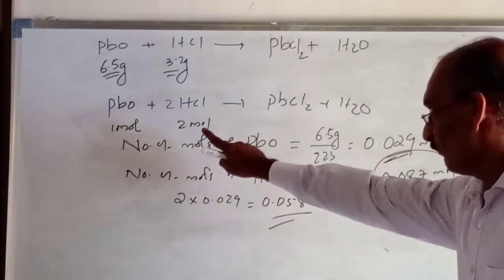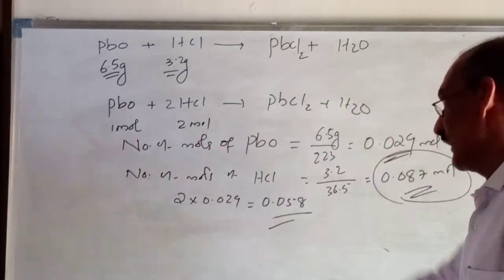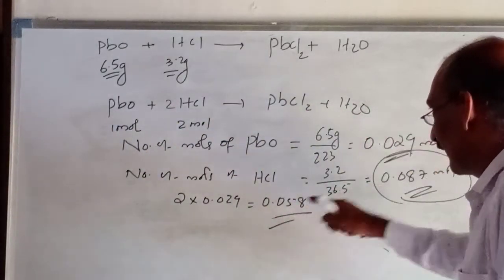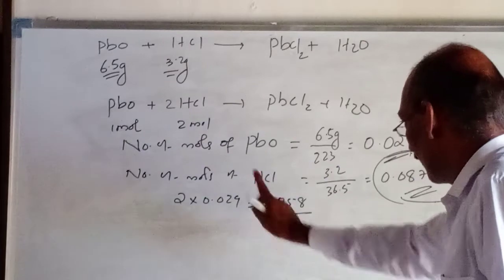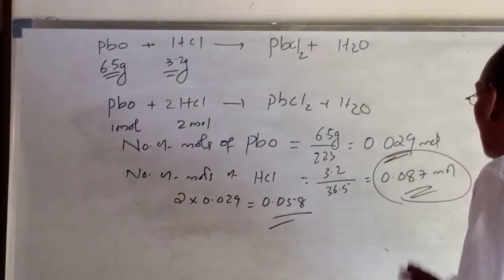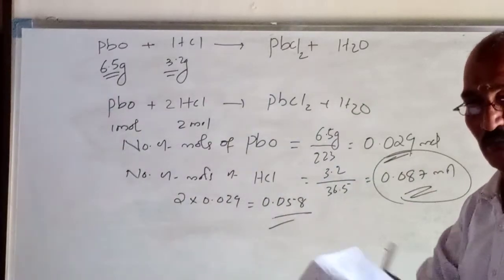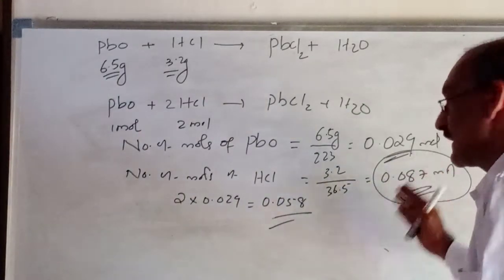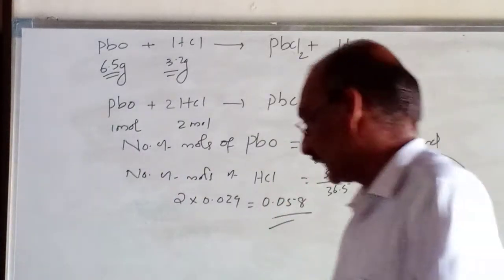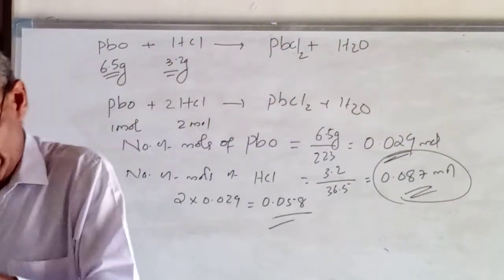But here, the number of moles of HCl is greater, that means 0.058 is enough. Twice of 1 mole PbO requires 2 mole. Then 0.029 mole PbO requires twice of that amount, because 1 is to 2. Then its twice is 0.058. But in the question paper they have given an excess quantity. That means more quantity. Therefore HCl is in excess. Lead oxide is completely used up in the reaction. Okay. Next question.